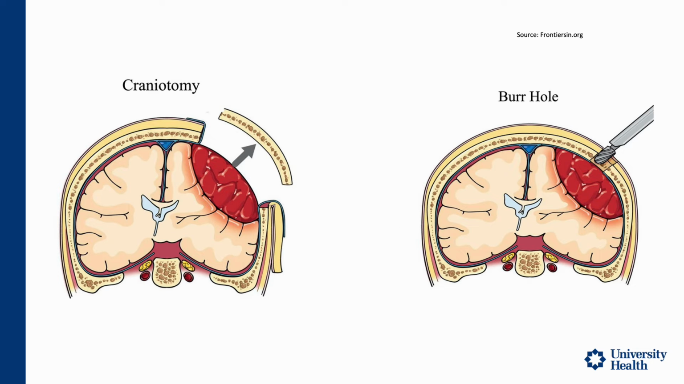So usually treatment for this, for your epidural hematomas, if the bleeding's worse, is going to be a craniotomy. And you can also do a burr hole evacuation. So usually with the burr hole, you do this small hole that's drilled in the skull, and suction is used to kind of remove that hematoma.